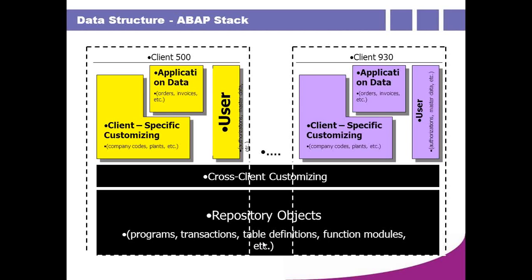See, for example, the USR02 table. It has some structure: serial number, username, client number, password, authorization, which group he belongs to, like that. That is a template, a table structure. Using that, the data you are inserting is client specific.